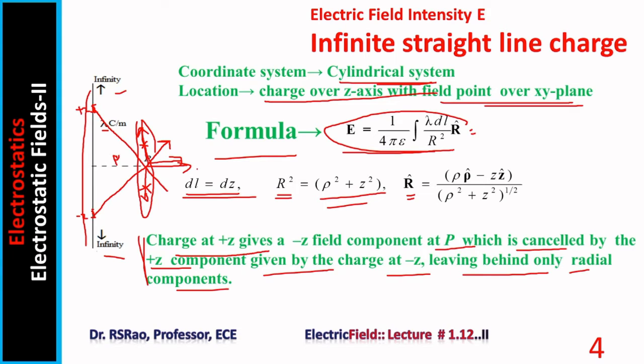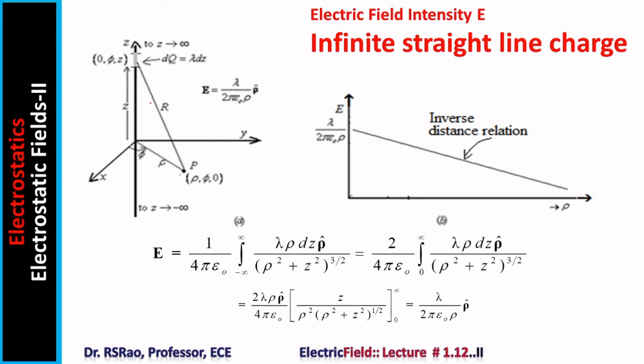This argument we can apply for all charge points or differential charges lying over the z-axis to find that the field is entirely in rho direction. Z components we need not consider at all. So here is the complete picture: charges over the z-axis, field point over the xy plane. This is rho, this is phi.